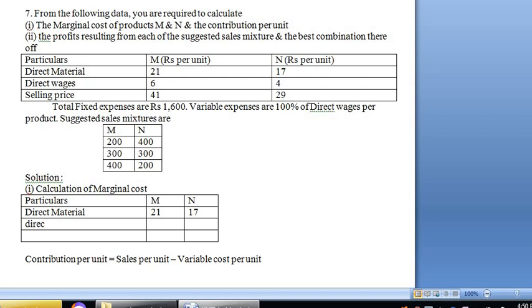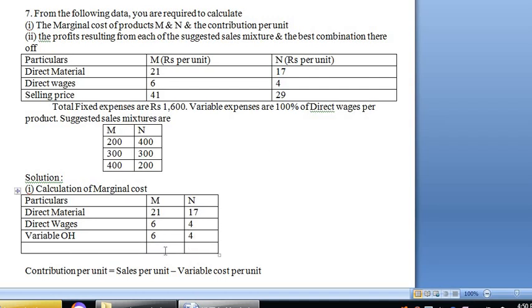Next is direct wages. Direct wages are 6 and 4. Now next is variable overheads. They have told that variable expenses are 100% of direct wages. So variable expenses or overheads you can take as 6 and 4. Why? Because it is 100%. Now make the total of this. So the total of M is 33, N is 25. Now this is called marginal cost. Now we have calculated the marginal cost of products M and N.